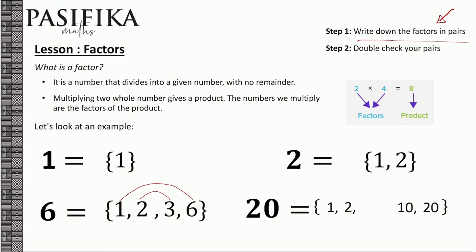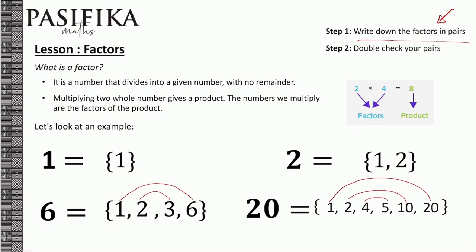What about 3? Does 3 go into 20? No, it doesn't. So 3 is not a factor of 20. What about 4? 4 and 5 are factors of 20. Therefore, double check your pairs. Now remember, do your factors in pairs. As you can see, it forms a little rainbow.